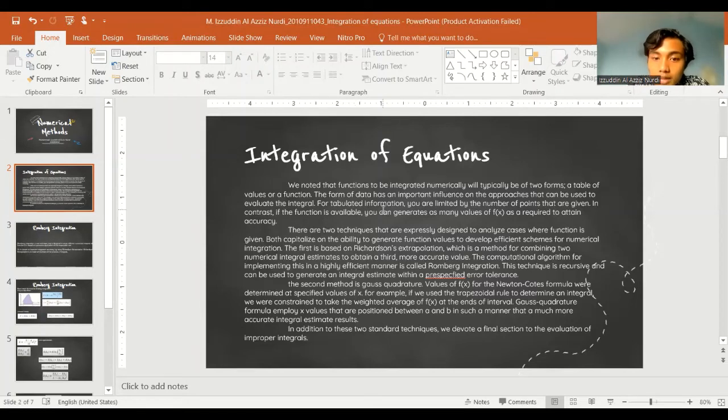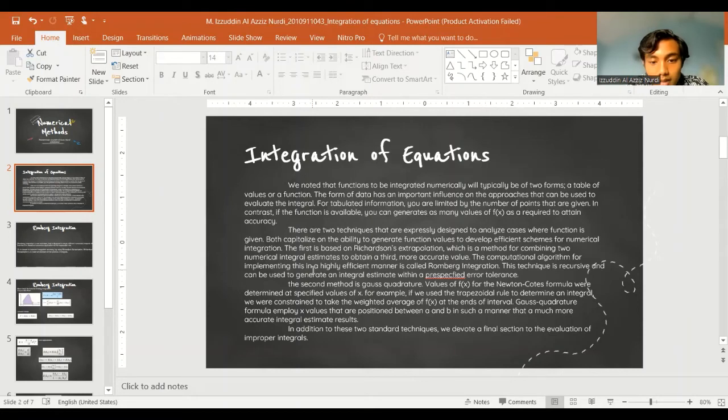The first method is based on Richardson extrapolation, which is a method for combining two numerical integral estimates to obtain a third, more accurate value. The computational algorithm for implementing this in a highly efficient manner is called Romberg integration. This technique is recursive and can be used to generate an integral estimate within a specified error tolerance.